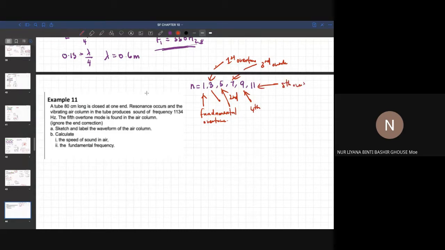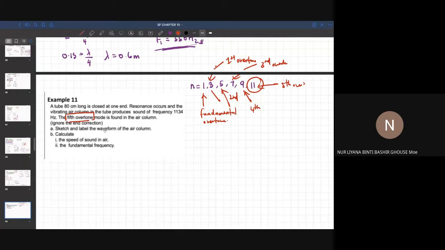Okay, so sekarang dia adalah fifth overtone. So overtone yang kelima adalah bila N kita equals to 11. So you have to sketch. Awak try lukis sketch. Untuk N kita equals to 11, calculate the speed and calculate the fundamental frequency. This is going to be your homework.